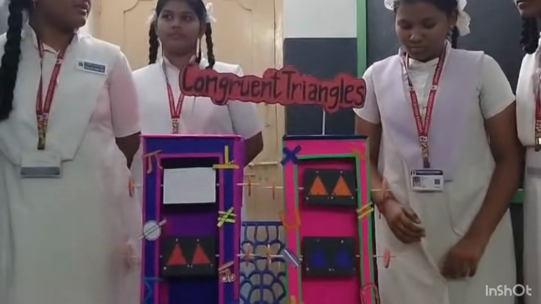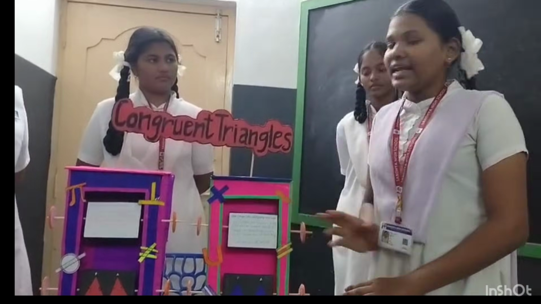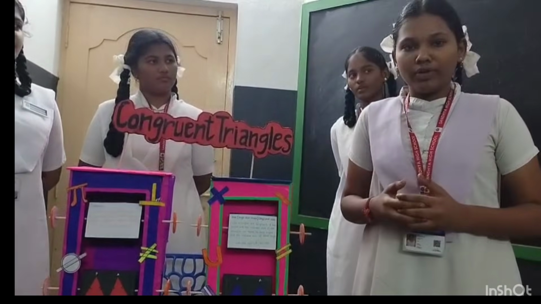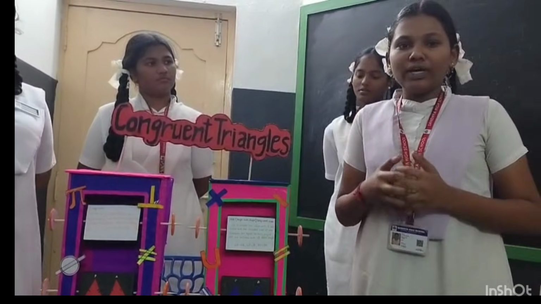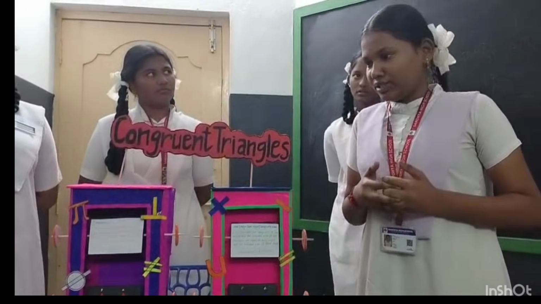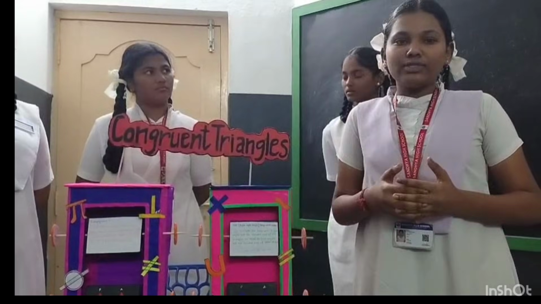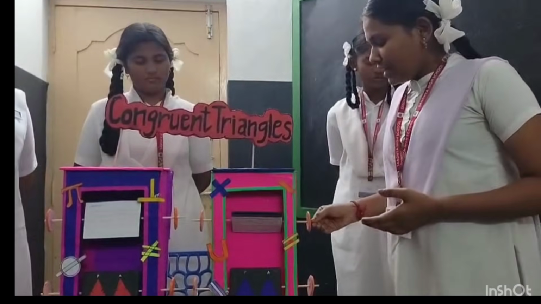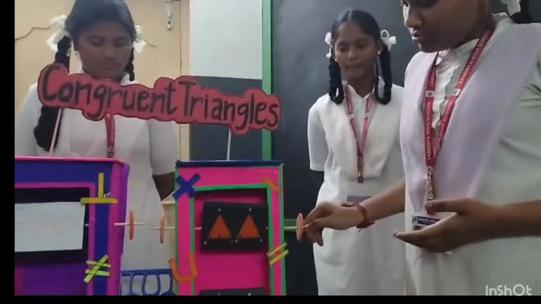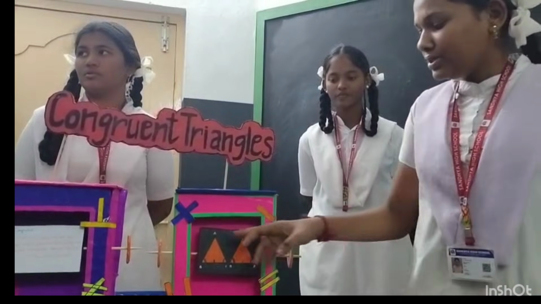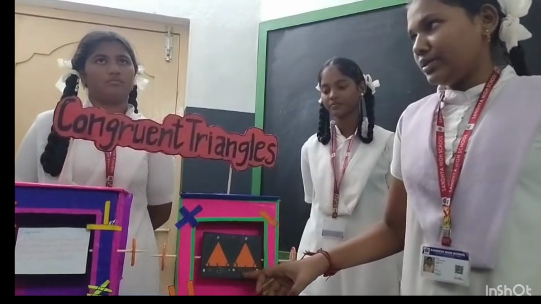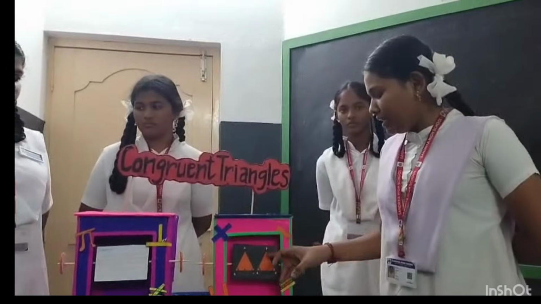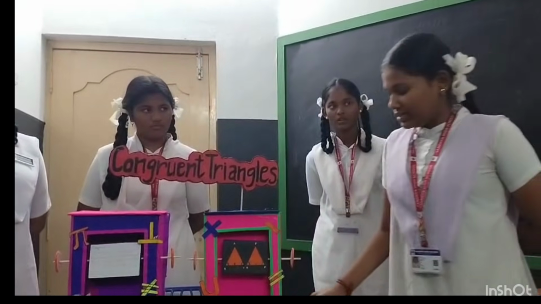And the third is ASA, angle side angle. Two triangles are congruent if two angles and the included side of one triangle are equal to two angles and the included side of another triangle. For example, angle A equal to angle P, angle B equal to angle Q. Triangles ABC and PQR are congruent.